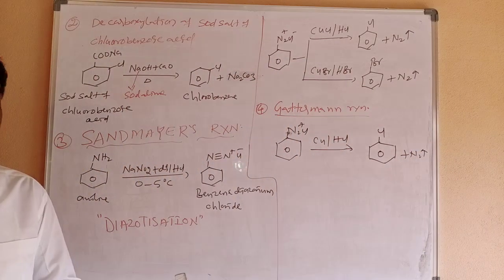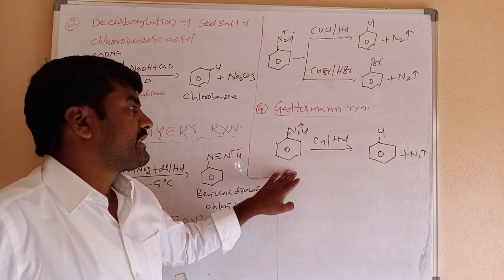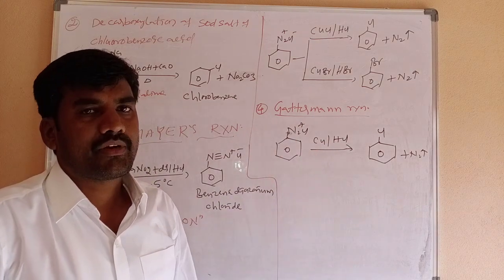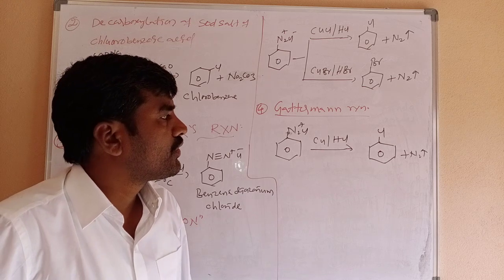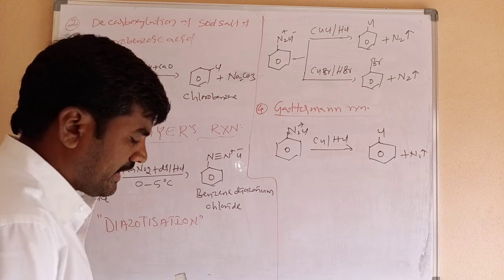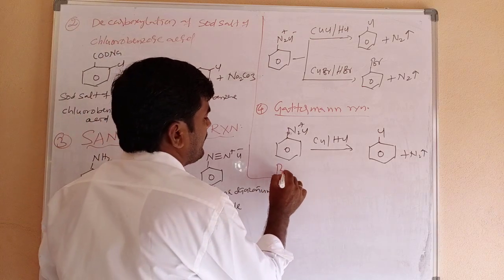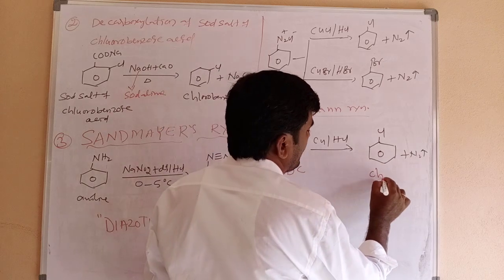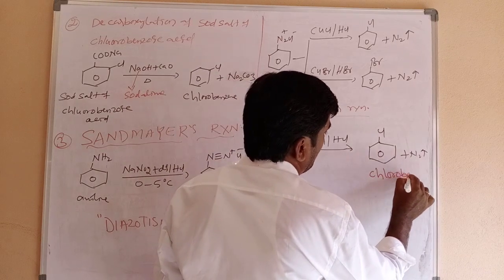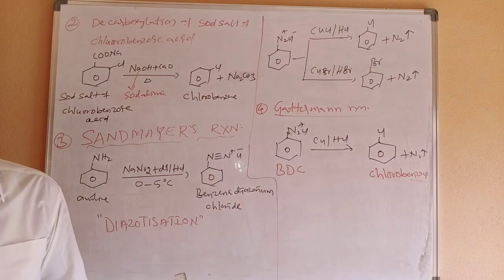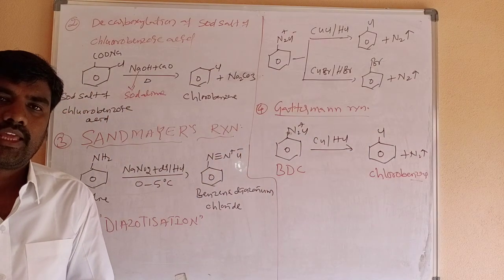What is the Gattermann reaction? Benzene diazonium chloride reacts with hydrogen chloride in the presence of copper to form chlorobenzene, which is called the Gattermann reaction. Benzene diazonium chloride gives chlorobenzene. Okay, these are the preparation methods of haloarenes.